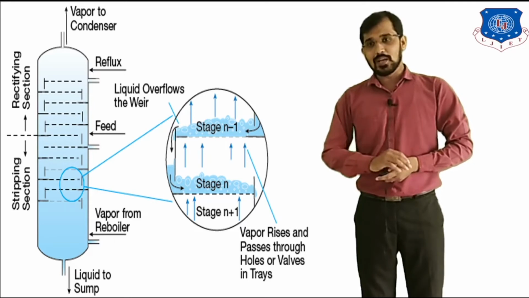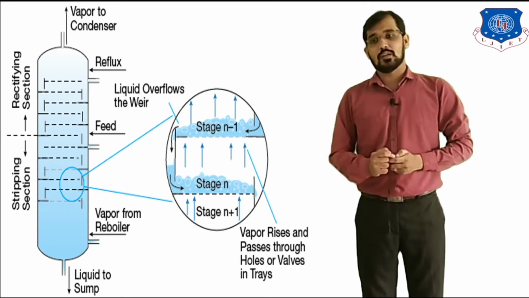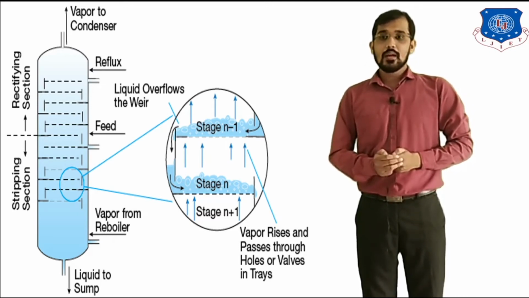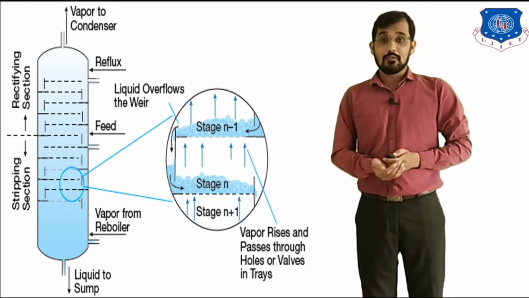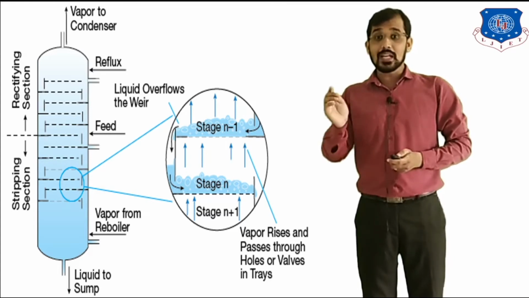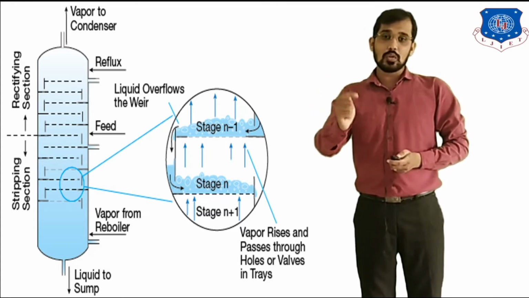So you can see in this figure, the section above the feed plate is known as the rectifying section. The section below the feed plate is known as the stripping section. And we are heating the material stream by using a reboiler, and vapor coming from the bottom section moves upwards. And the liquid, which is going to be treated, moves from the top section to the bottom section.